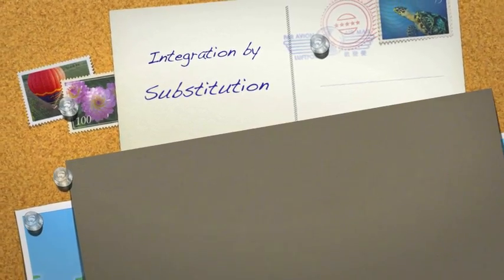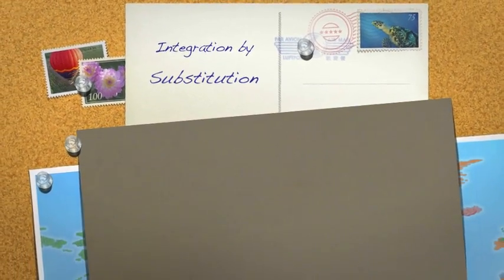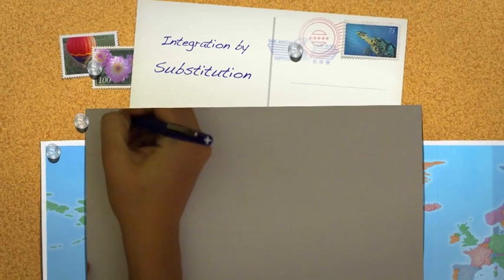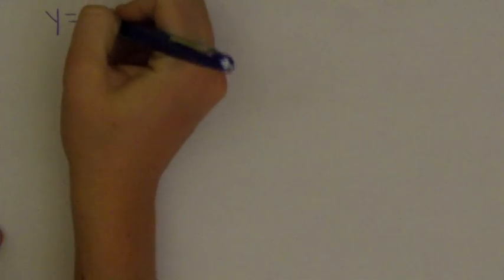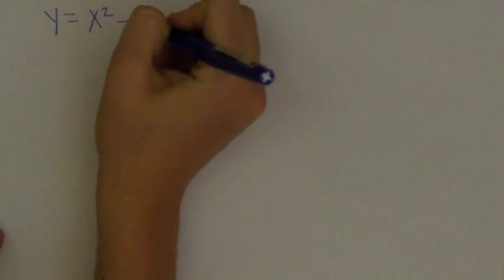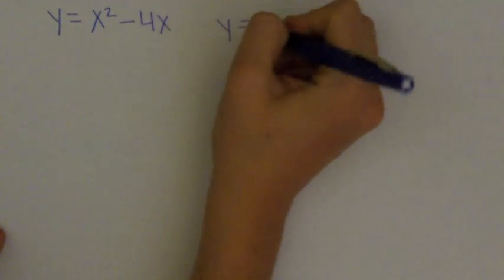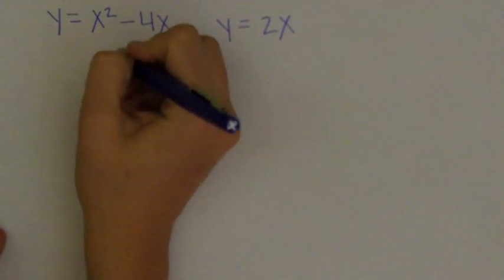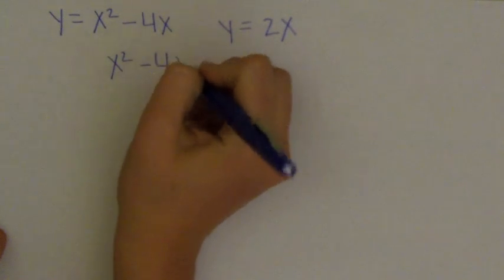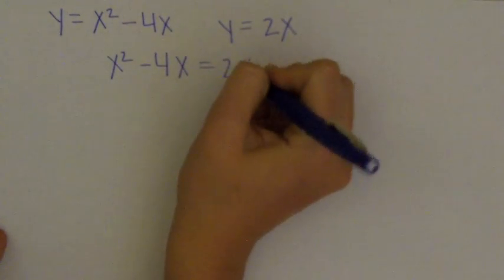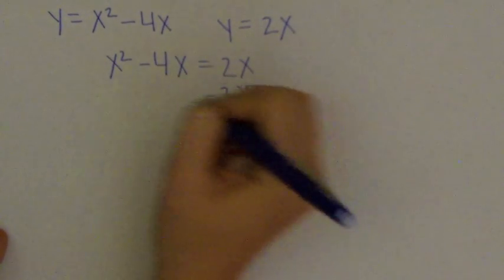In our first problem, we will be finding the area between two curves using integration. Our first curve is y equals x squared minus 4x, and our second curve is y equals 2x. To find the intersecting points of these two curves, we set them equal to each other. So x squared minus 4x is equal to 2x.